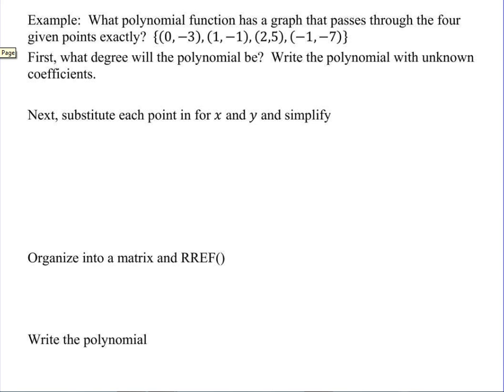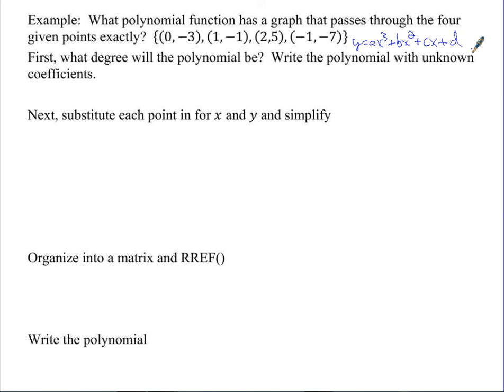So, for example, what polynomial function has a graph that passes through the 4 given points exactly? What degree polynomial am I going to need? A 3rd degree polynomial. No, we're not just going to graph it because we don't have a function to graph. A 3rd degree polynomial has the form y equals ax to the 3rd plus bx squared plus cx plus d.